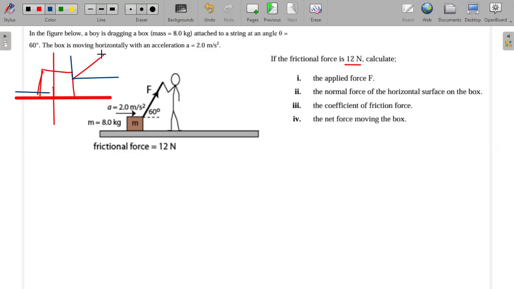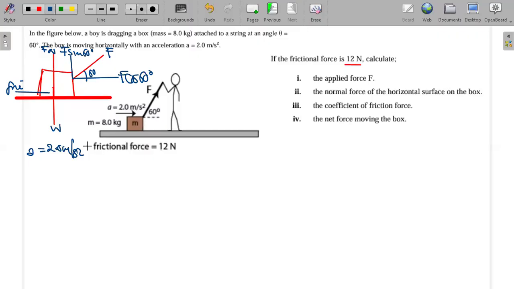So I have my applied force F here. Then this angle is 60. That means this one will be F cos 60 degrees since it's adjacent to the theta. This one will be F sine 60 degrees. This will be the normal force. Then this will be the frictional force. Then this will be the weight W of the object. Then they've told us the acceleration of the object is 2.0 meters per second squared. Okay, so this is what we have.